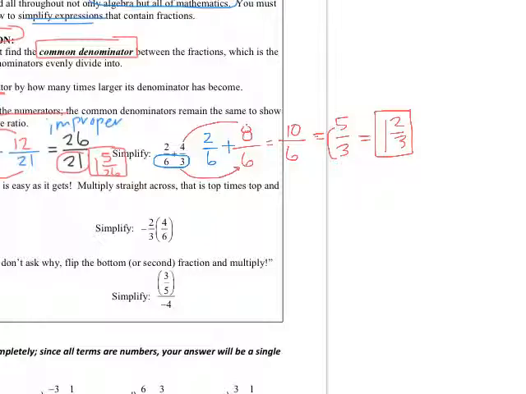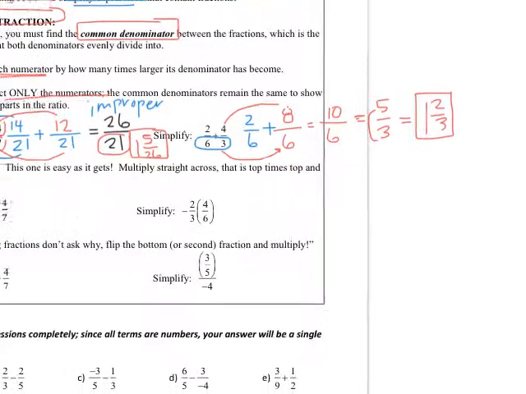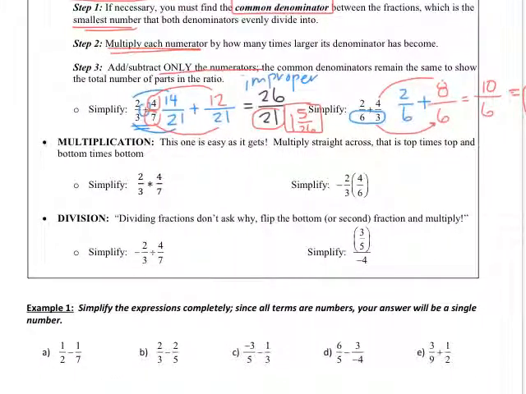Alright, the next type of problem that we have is going to be multiplying fractions. This one is super easy. We know that we can just multiply across the top and multiply across the bottom and then simplify if we can. So again, multiplying across the top, 2 times 4 ends up being 8, and 3 times 7, 21. There's nothing that we can do with this.